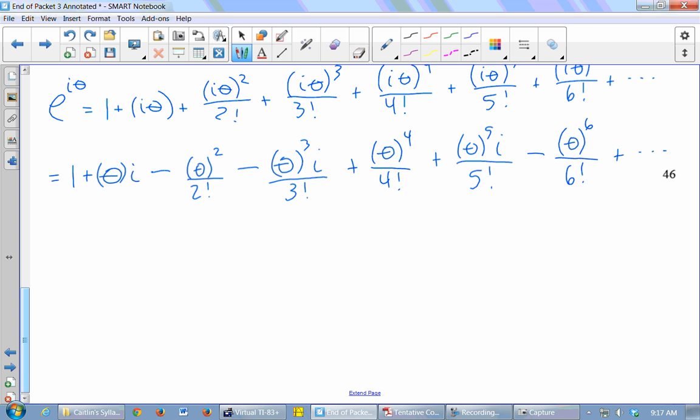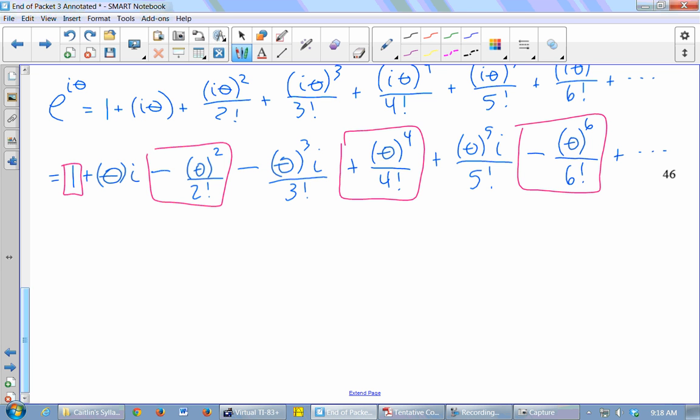Now collect everything that has an I. Maybe I won't bother writing it all out since we've done this. Stuff without i's is 1 minus theta squared over 2 factorial plus theta to the 4th over 4 factorial minus theta to the 6th over 6 factorial. That is the Taylor series for cosine theta.